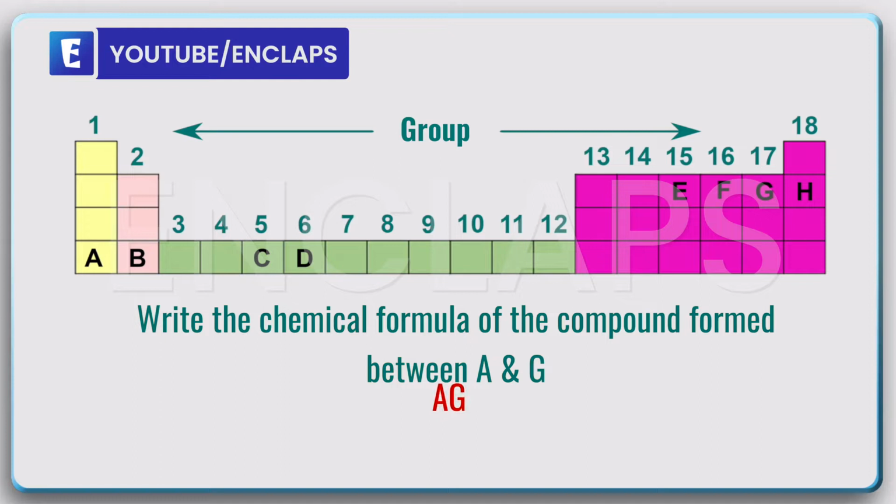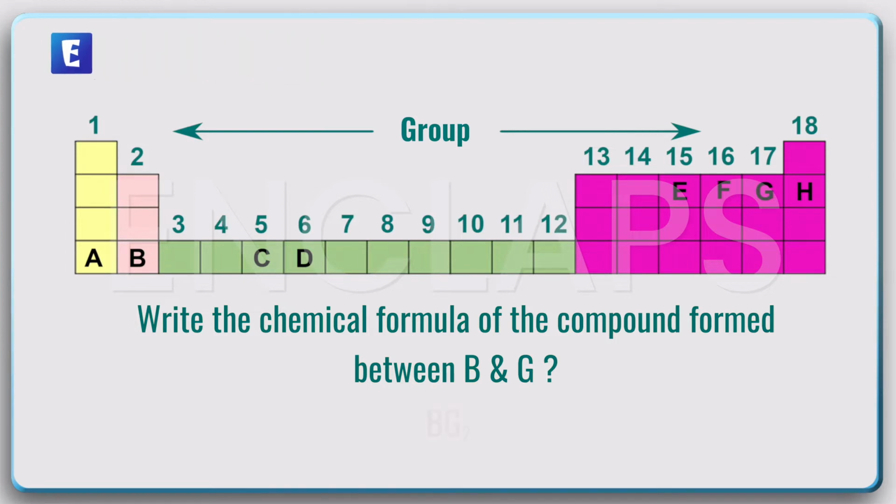Now, the next question is, write the chemical formula of the compound formed between B and G. Here the element B belongs to group 2, so it has +2 oxidation state, and the element G belongs to group 17, so it has -1 oxidation state. So, the formula of the compound formed as a result of the reaction between B and G is BG2.